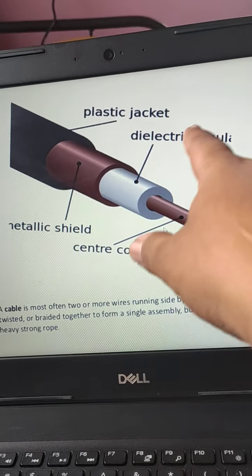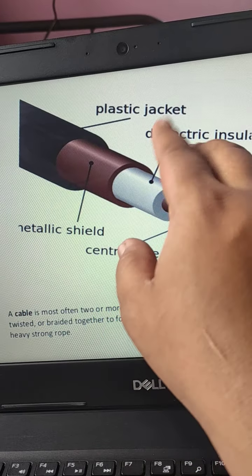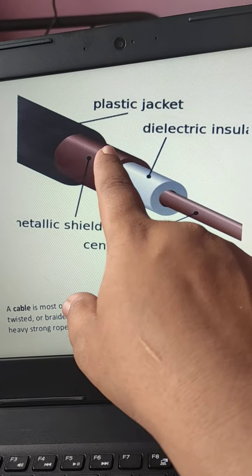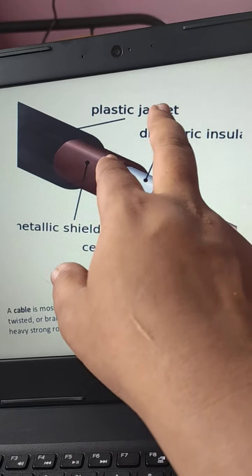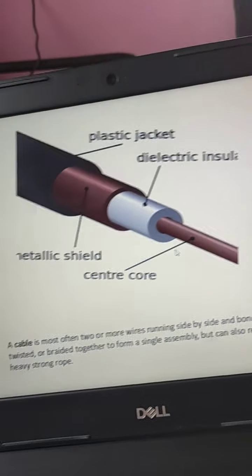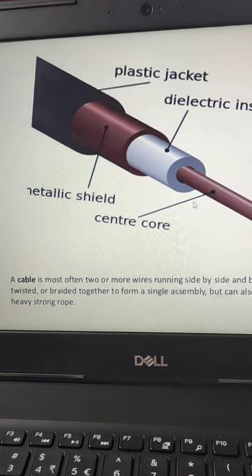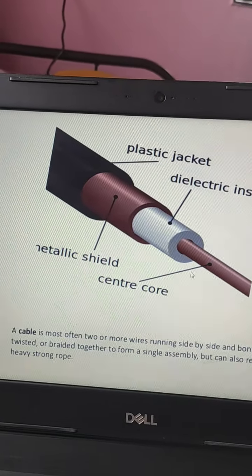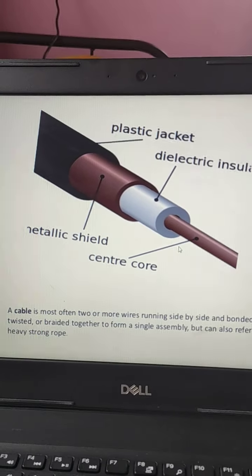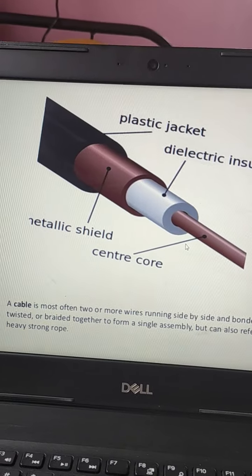After that center core we are using dielectric insulating material. Then after the dielectric insulating material there is a metallic shield provided, and then we are using a plastic jacket for covering that particular cable. So mostly a cable is two or more wires running side by side and bonded, twisted or braided together to form a single assembly, but it can also be referred to as a heavy strong rope.